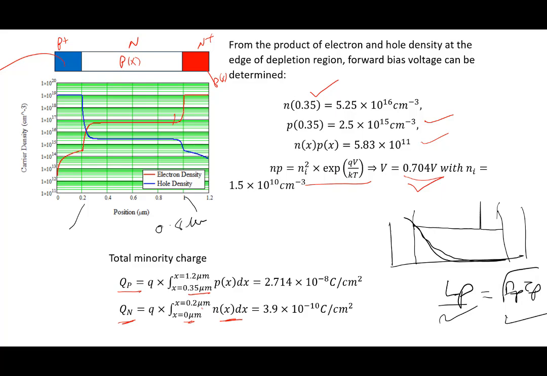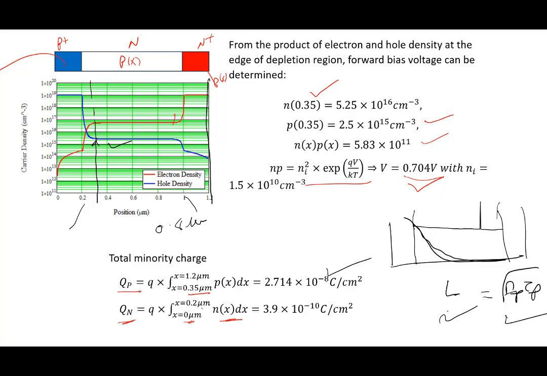This is minority charge. Holes, right? So look at the whole blue region here. This is the edge of the depletion region. From this point to this point, right towards the end, just integrate it. All this is minority charge because it's n region here, n or n plus. So it's all minority charge. Just integrate. That's what I did. Okay.